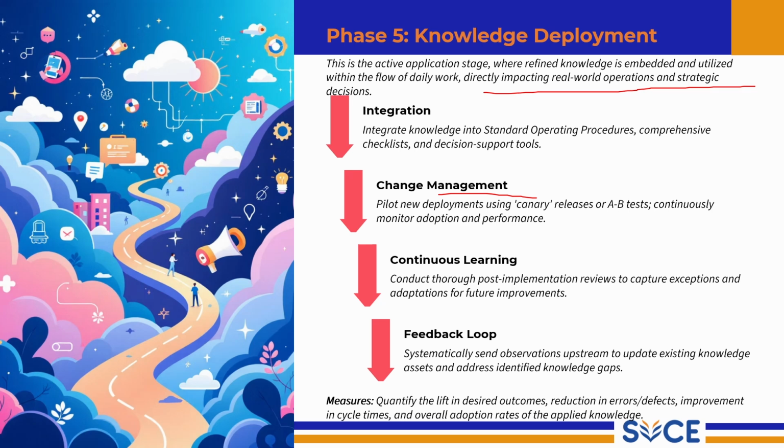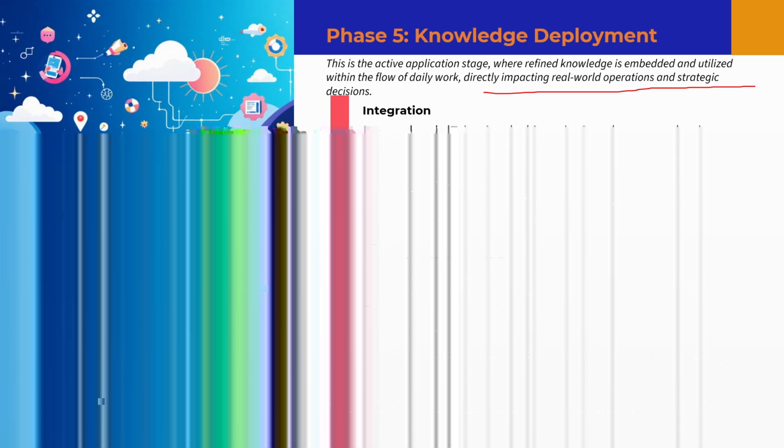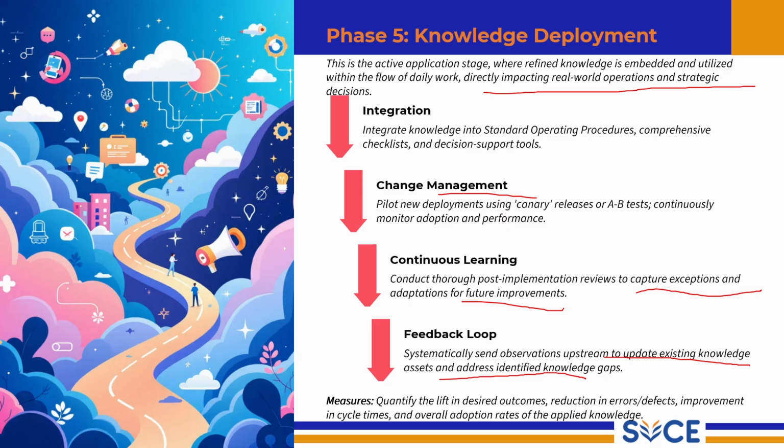And third one is continuous learning: conduct post-implementation reviews to capture the exceptions and adoption for future improvements. Every deployment is reviewed afterwards to learn what went right, what went wrong, and how to improve in the future. And the last point is the feedback loop. Systematically send observations upstream to update the existing knowledge assets and address the identified knowledge gaps. This ensures the field experience flows back into systems, keeping the knowledge updated and relevant.